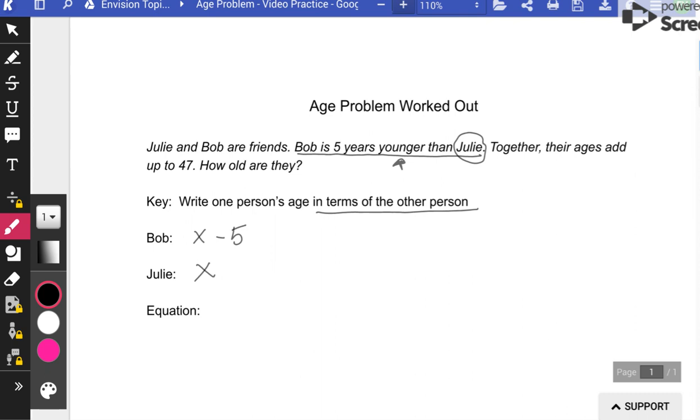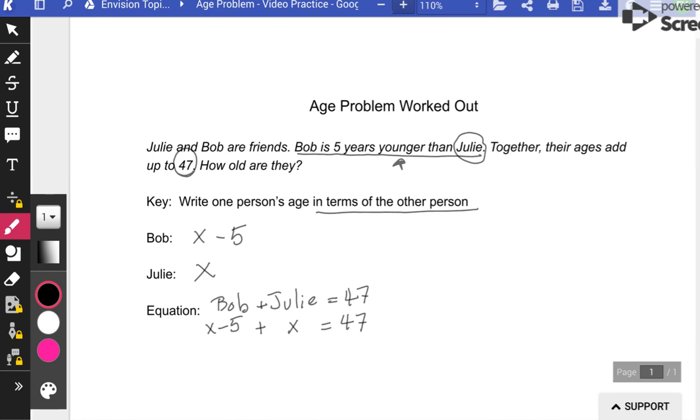We also know that together their ages add up to 47. Okay, so we're adding the two ages. That means that Bob plus Julie equals 47. Bob's age is X minus 5. Julie's age is X. So our equation is X minus 5 plus X equals 47.